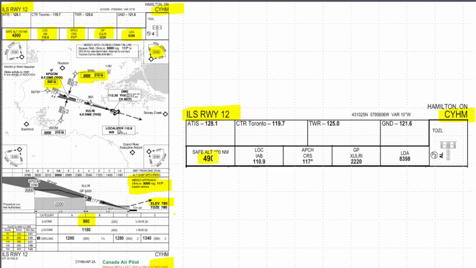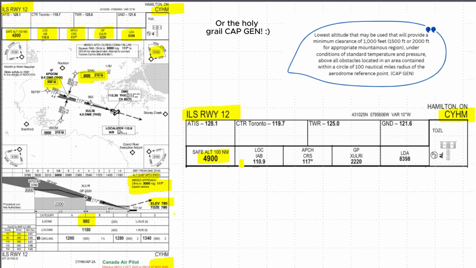Safe altitude, that is extremely important to mention. If you were within 100 nautical miles of the airport, your minimum altitude would be 4,900 in this case. And this is providing you with vertical clearance for safety. You can find out more about this altitude in the AIM, but you basically just get different vertical clearance dependent on what region you're in.